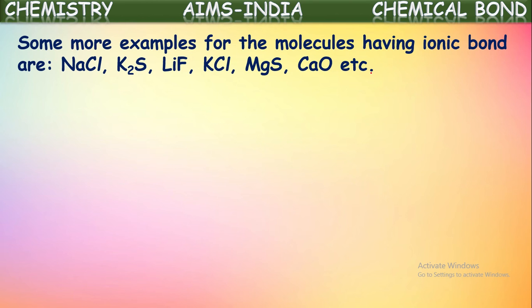Generally, ionic bond is formed because metals are electropositive. Metals tend to lose electrons. At the same time, non-metals are generally electronegative elements. They tend to accept electrons. So when metal and non-metal combine, electrons will be transferred from metals to non-metals. Hence ionic bonds are formed.